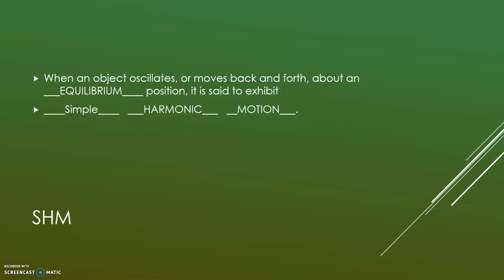When an object oscillates, or moves back and forth about an equilibrium, we call this simple harmonic motion. An equilibrium is where the object stops moving. If you were to suddenly stop it, it would go to the same location every single time. For example, a pendulum. If you were to stop a pendulum, it would go straight down. It's not going to be left, it's not going to be right, it's right down the middle.